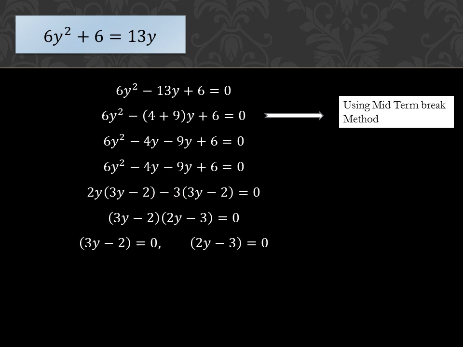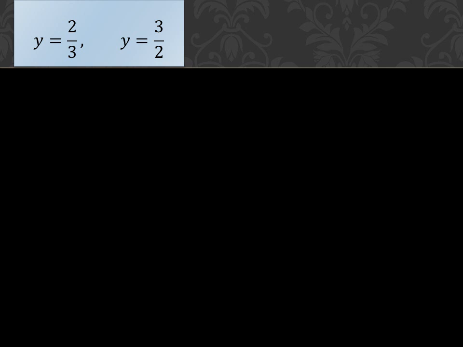Now we will split those two brackets. Both the brackets will become equals to 0. Getting the answer of y, we will get y is equals to 2 by 3 and y is equals to 3 by 2. We have two answers of y here. What we will do next? The next step is to replace y.